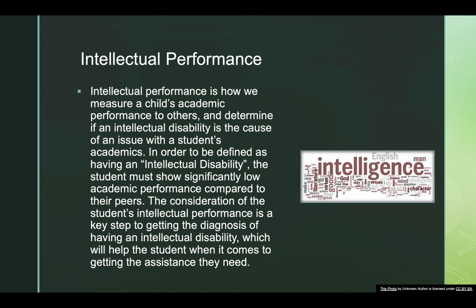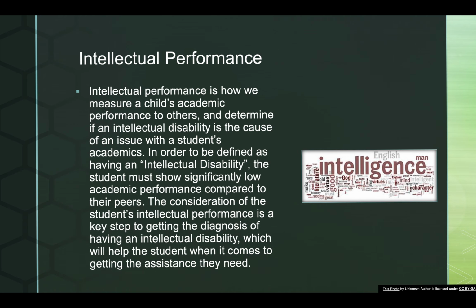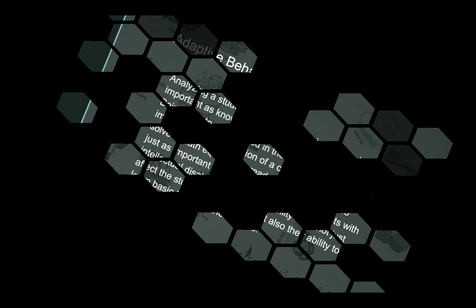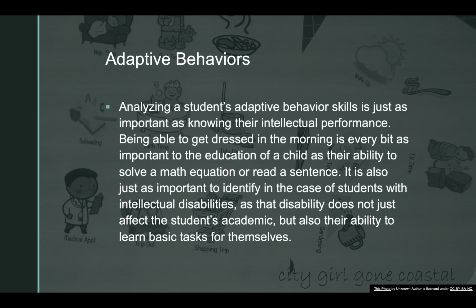And so the consideration of a student's intellectual performance is a key step to getting the diagnosis of having an intellectual disability, which will help the student when it comes to getting the assistance they need. So without measuring the intellectual performance of a child, you probably will not be able to properly quantify whether or not a student has an intellectual disability. But intellectual performance is not the only part of diagnosing a child with an intellectual disability. Another key part to keep in mind is their adaptive behaviors.